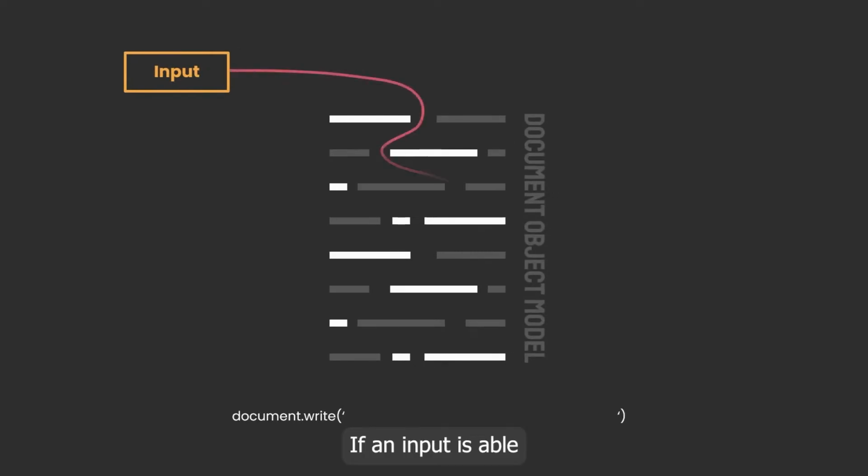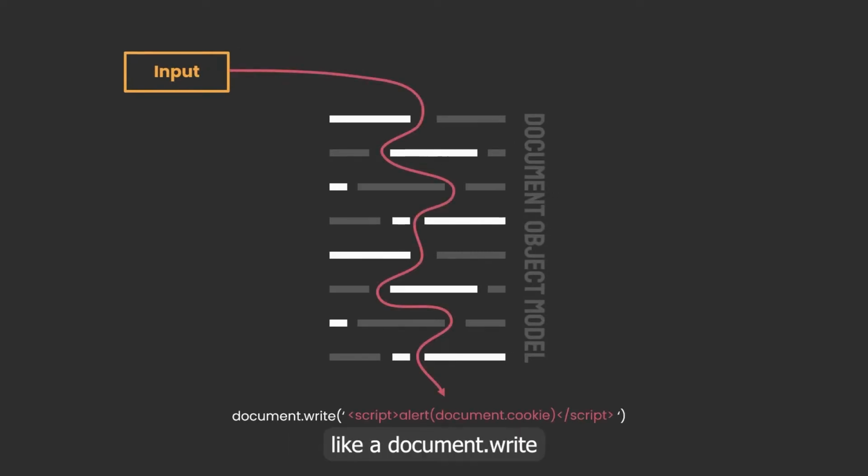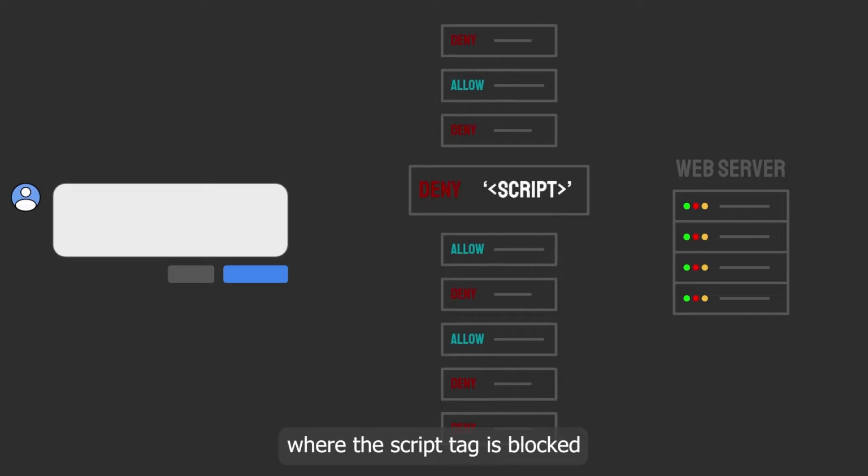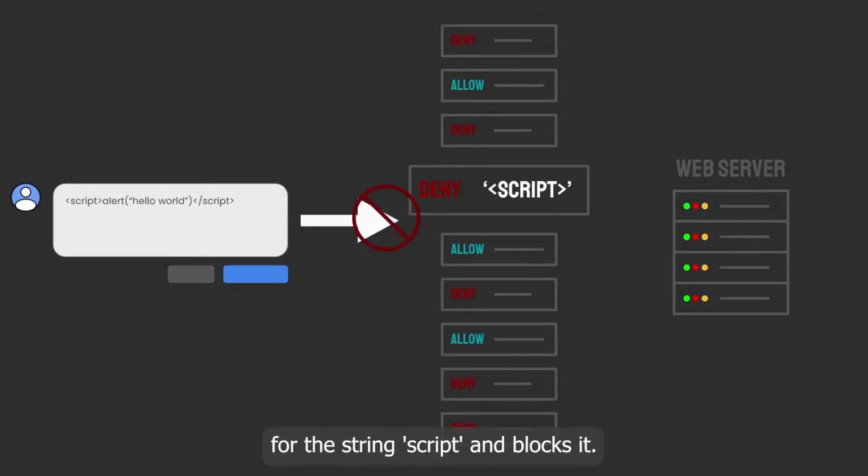If an input is able to find its way into the DOM, like a document.write command, attackers can supply malicious input to this DOM method. Sometimes, simple implementations of input validation and output sanitization are not enough. Attackers have found ways of bypassing these filters to allow their code to still be run. Here is an example, where the script tag is blocked, because the filter looks for the string script and blocks it.